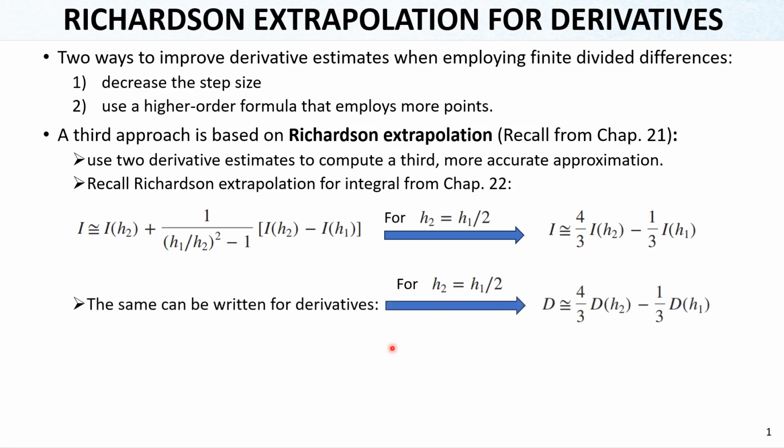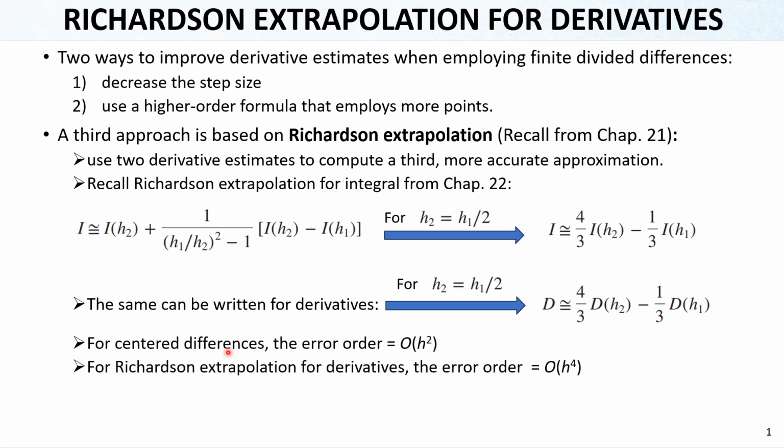Then we can use the same idea for derivatives. Instead of integrations, use derivatives like this. So we will have the same idea with two different step sizes. If we calculate derivatives, then we use this 4 divided by 3 and 1 divided by 3 subtraction to get a better approximation of the derivative.